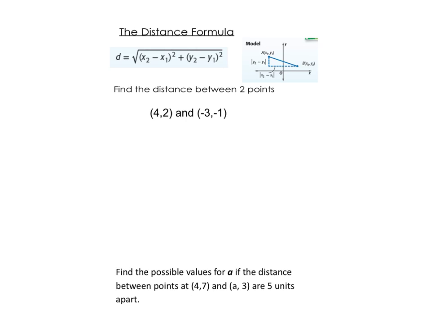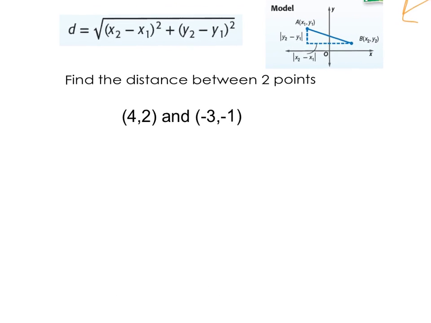Now we are going to recap the distance formula. The distance formula is d equals the square root of x2 minus x1, the quantity squared, plus y2 minus y1, the quantity squared. And I have a little diagram over here to take a look at. So what we're trying to do is, if we know two coordinates, we want to find the distance between those two coordinates. And we're also going to look at a different example, which we'll get to in problem number 2. So let's start with the first one. So find the distance between the 2 points 4, 2 and negative 3, negative 1.